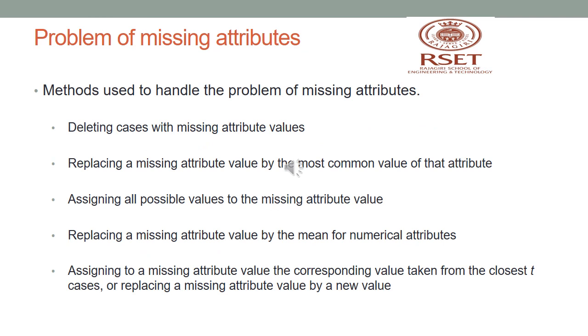The problem of missing attributes can be handled by using the following methods. First, deleting the cases with missing attribute values; second, replacing a missing attribute value by the most common value of that attribute; third, assigning all possible values to the missing attribute value; replacing a missing attribute value by the mean for a numerical attribute; assigning to a missing attribute value the corresponding value taken from the closest case; or replacing a missing attribute value by a new value. So these are the methods we can use to replace or remove the missing attribute values.